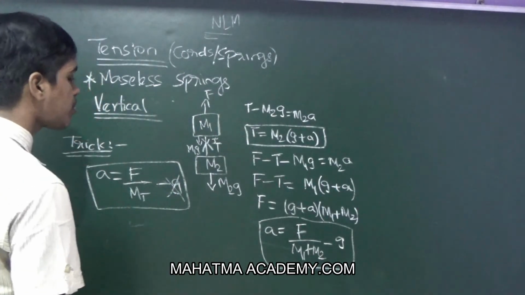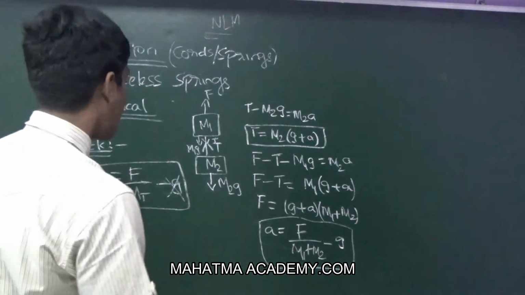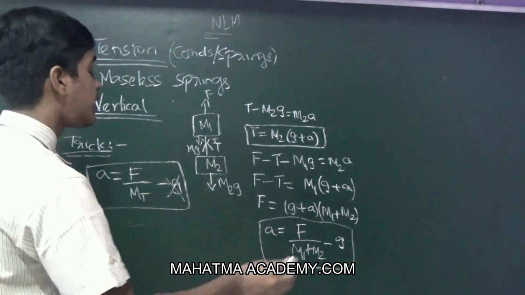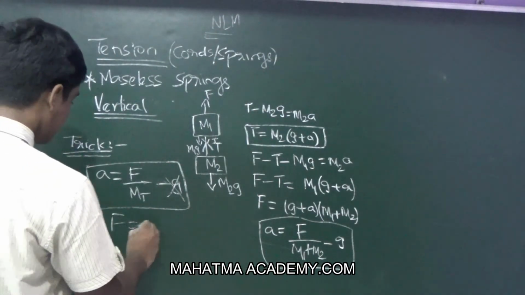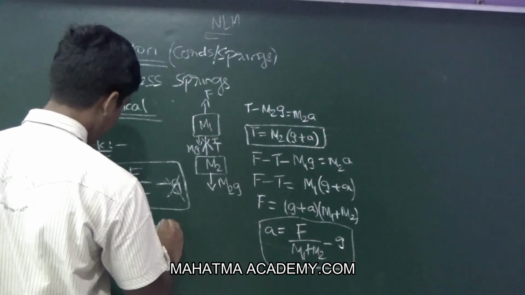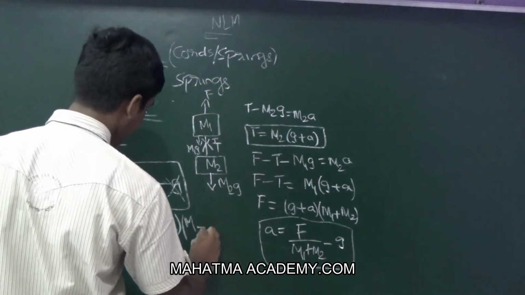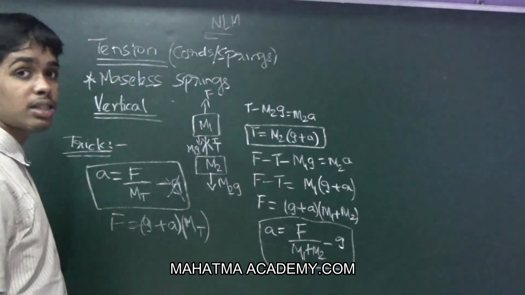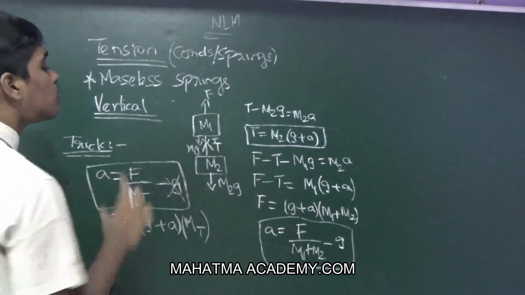Okay, and these are the formulas. If you want to find the force, it is (G plus A) into M total. Now we have discussed vertical motion for two bodies.